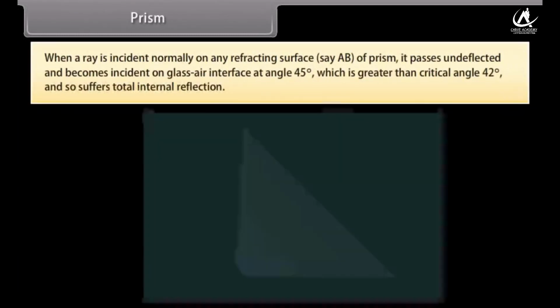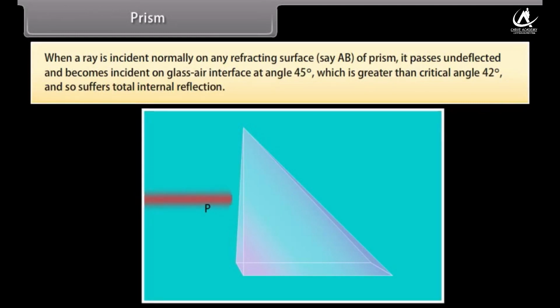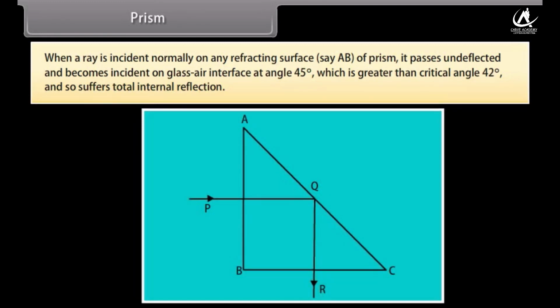Prism. When a ray is incident normally on any refracting surface of prism, it passes undeflected and becomes incident on glass-air interface at angle 45 degrees, which is greater than the critical angle 42 degrees, and so suffers total internal reflection. A total reflecting prism may be used to deviate the rays through 90 degrees, to deviate the rays through 180 degrees, and to erect the inverted image without any deviation.